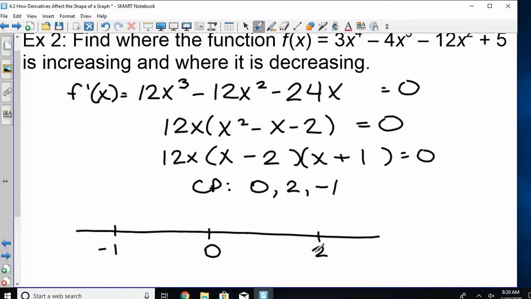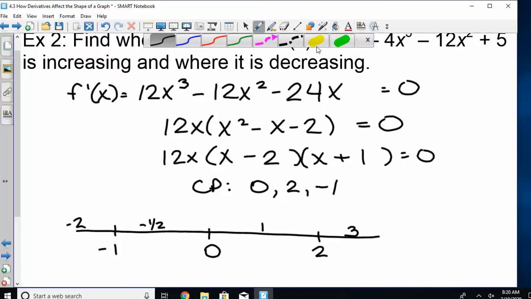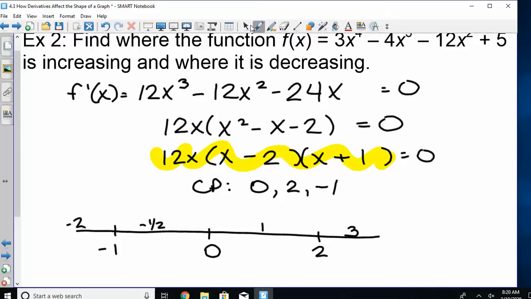Okay. Test points, so something smaller than -1, -2. In between -1 and 0, -1/2. In between 0 and 2, maybe like a 1. And bigger than 2, maybe a 3. We have to plug these into the derivative. You can put them in anywhere you want. I prefer using the factored form. It's just a little bit easier to me, especially if you're thinking about doing it without a calculator.